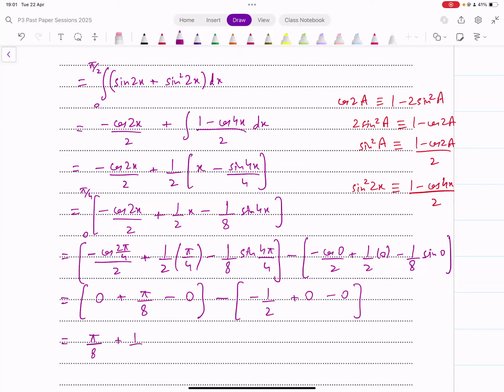That becomes plus 1 over 2. And that's your final answer. That's the area of that shaded region that we were looking for. It turns out to be pi over 8 plus 1 over 2. And that's our final result.